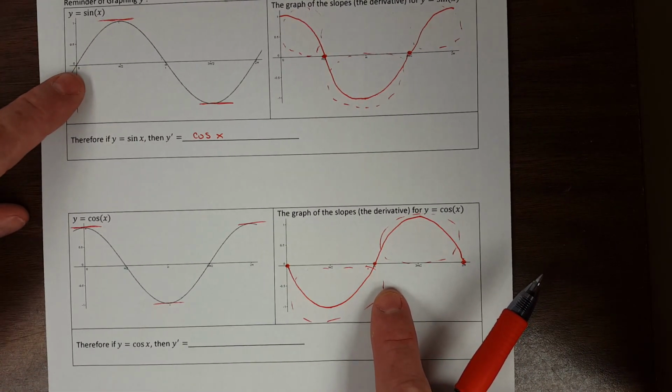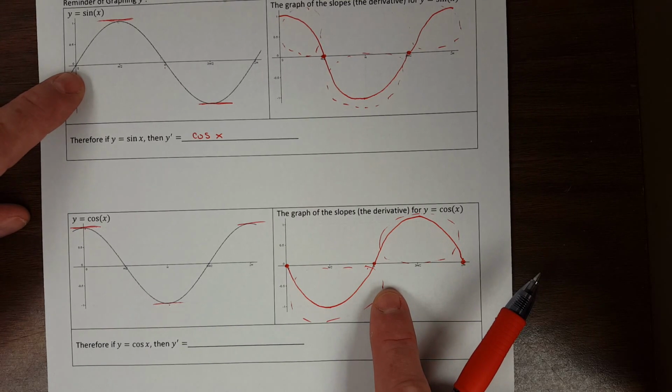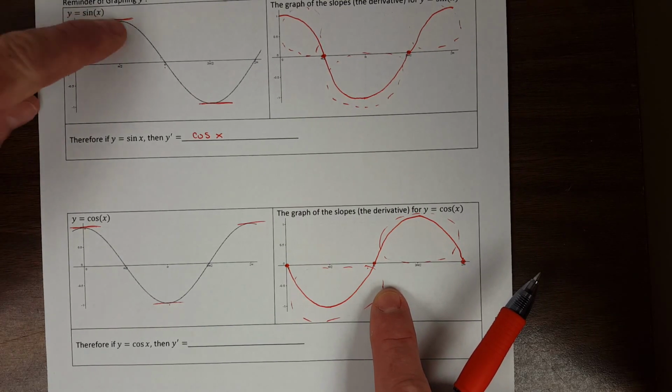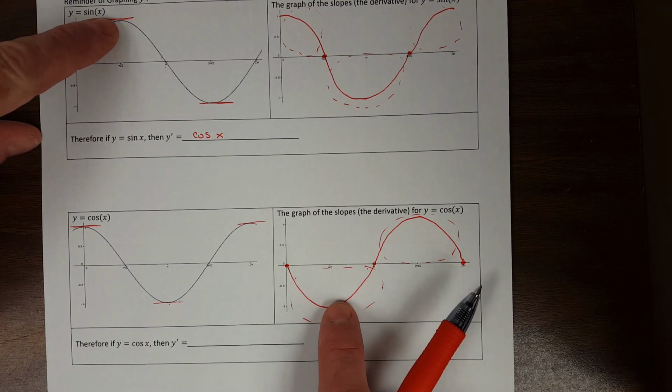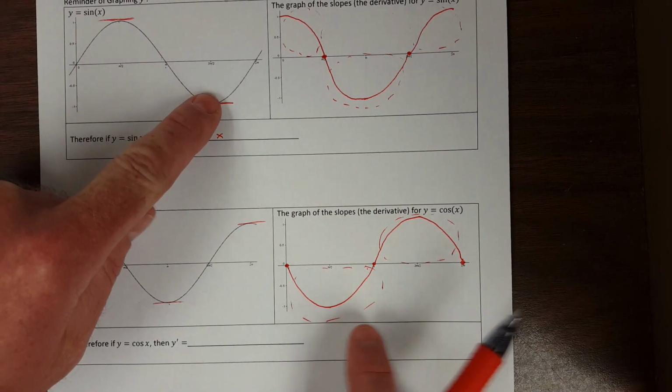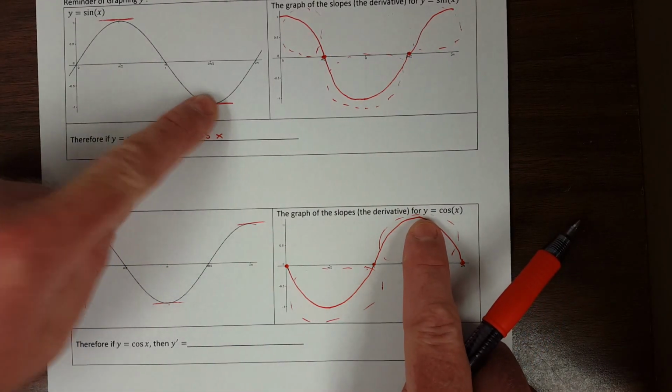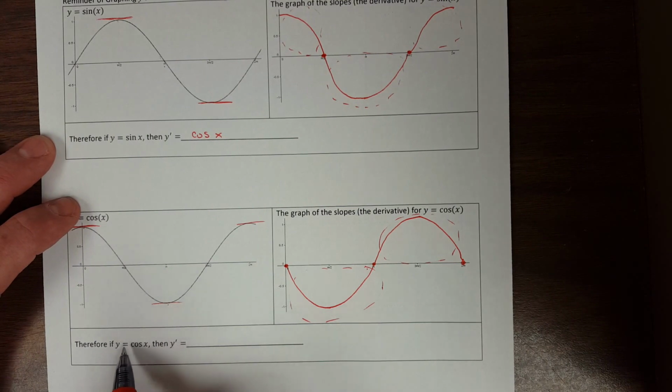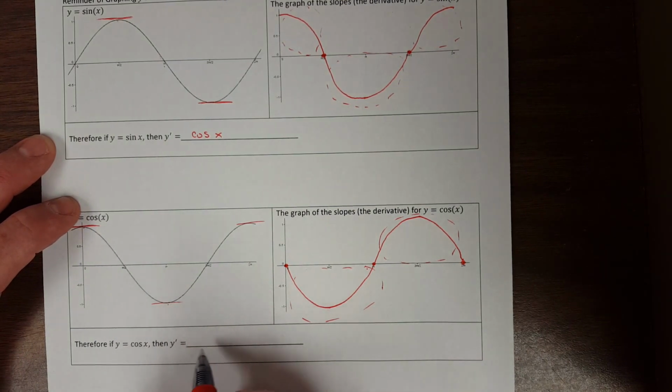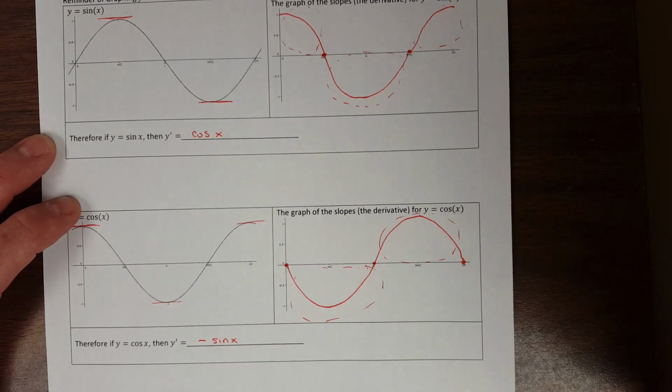It's not really the sine function. It's the opposite of the sine function. So where the y values were positive here, they're negative here. And where they're negative here, they're positive here. So that's the opposite. So we're going to say the derivative of the cosine function, the slopes, are the opposite of the sine function.